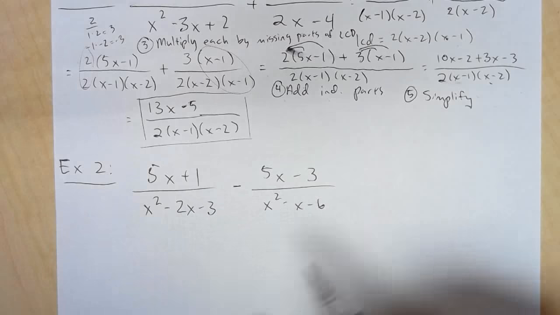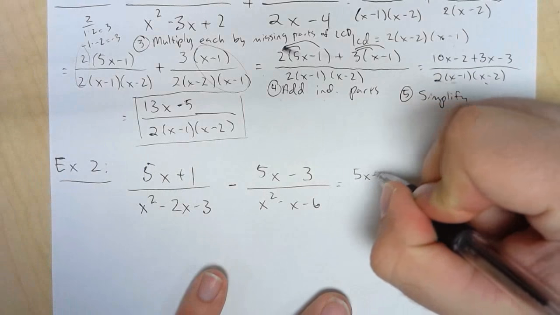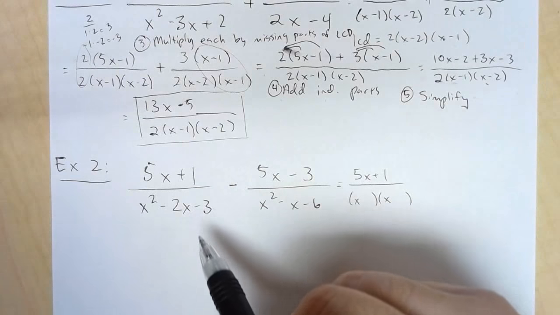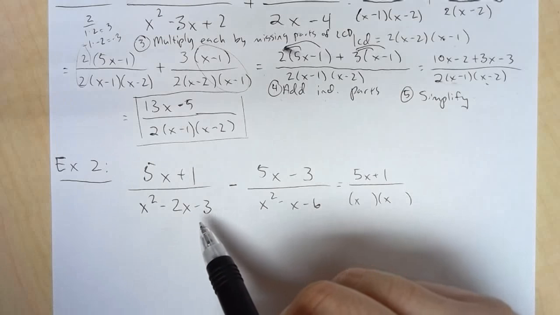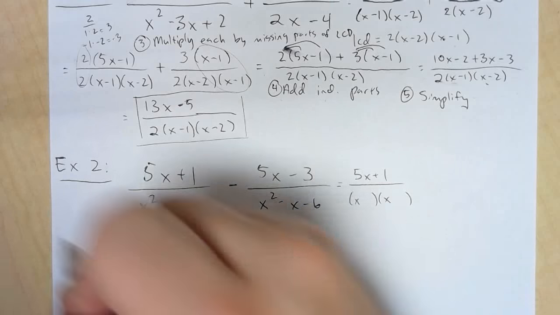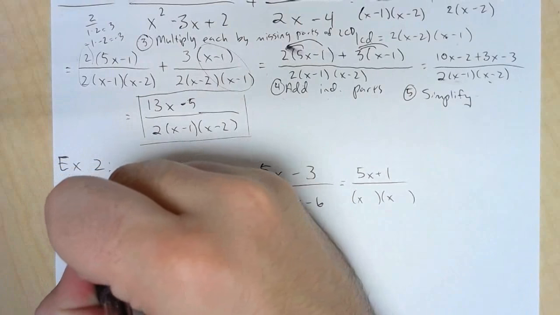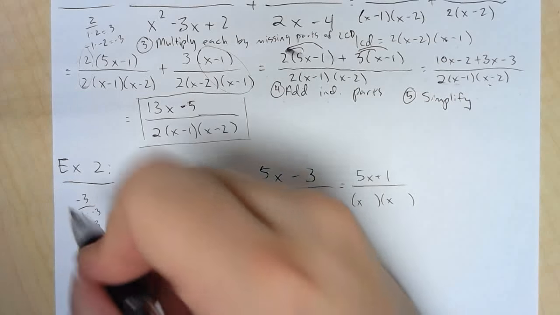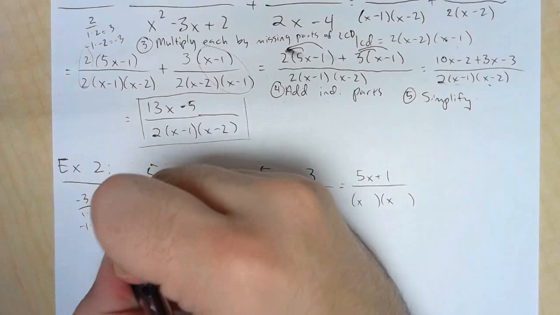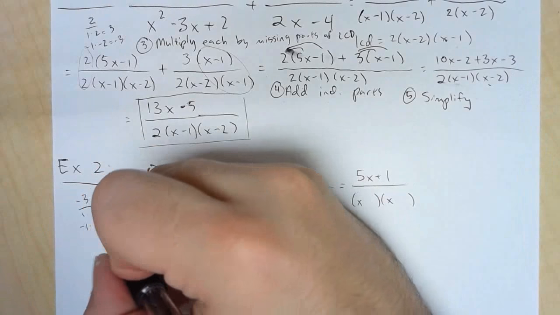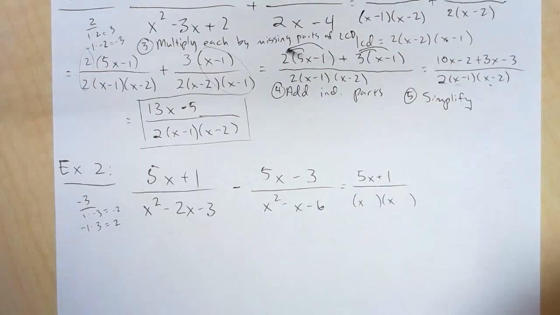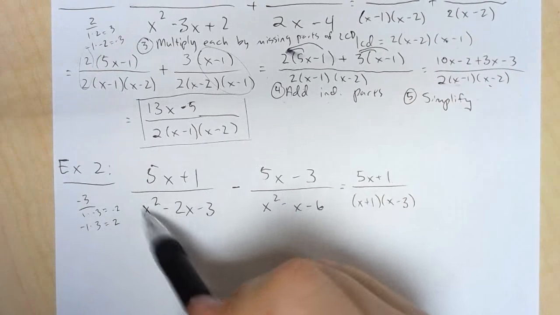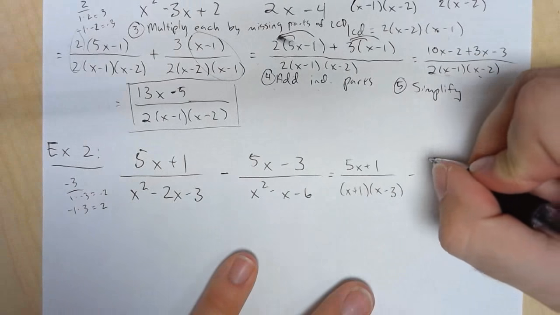So let's just factor the denominators. So we're going to get 5x plus 1 divided by, okay, so we're going to have x and an x. We need two numbers that multiply to be negative 3, but add to be negative 2. So negative 3 is going to be 1 times negative 3, or of course negative 1 times 3. So which of these pairs, let's see, 1 plus negative 3 is negative 2, which is what we want. This other one is negative 1 plus 3, which is positive 2, so that's not going to work.